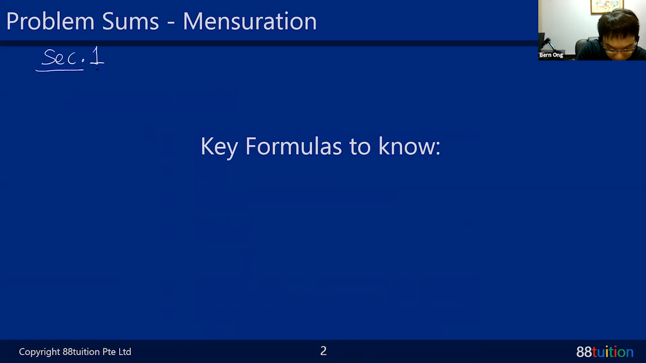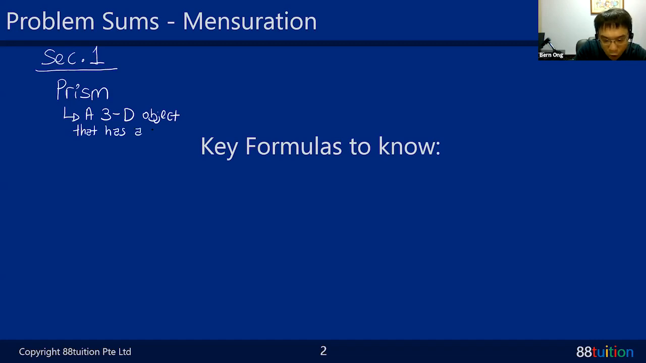Sec 1. The one word which comes to your mind is this thing called prism. This is part of the Sec 1 syllabus. What is a prism? Prism like prison, not prison, prism. So what is a prism? A prism to me is a three-dimensional shape. I call it 3D. A 3D object that has a constant area of cross section.